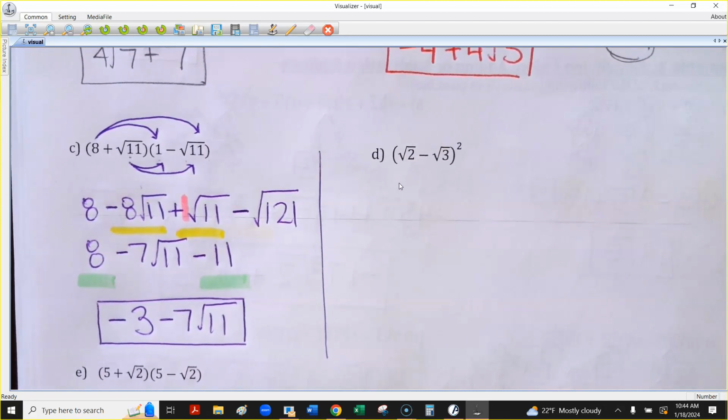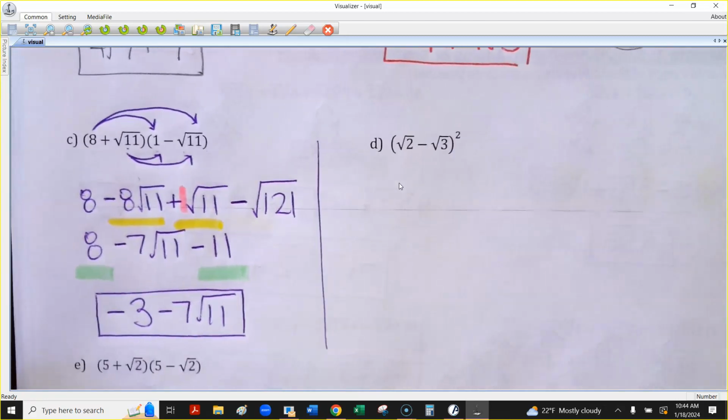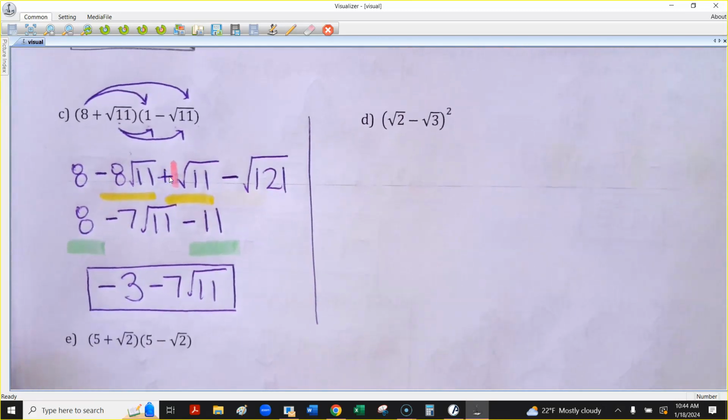Honestly, it doesn't matter. However you want to write it, as long as you have both terms, that's completely fine. Excellent question. Anybody else have a question? Oh, okay. Very good question.